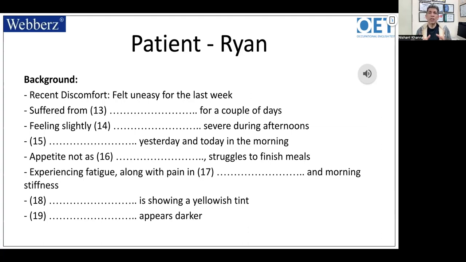Feeling slightly dash. Severe during afternoons. The 15th question is dash yesterday and today in the morning. That means a repeat pattern will be here. Appetite, not as dash, struggles to finish meals. The 17th is experiencing fatigue along with pain in some body parts and morning stiffness. The 18th and 19th show us blanks at the start of a sentence. The 18th is dash is showing a yellowish tint. The 19th is dash appears darker.